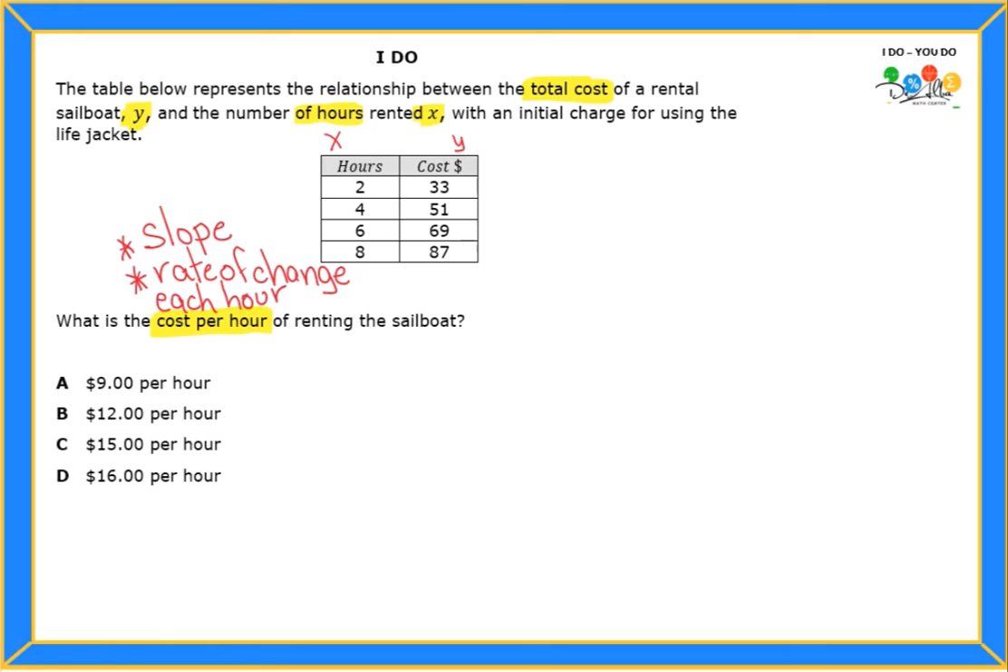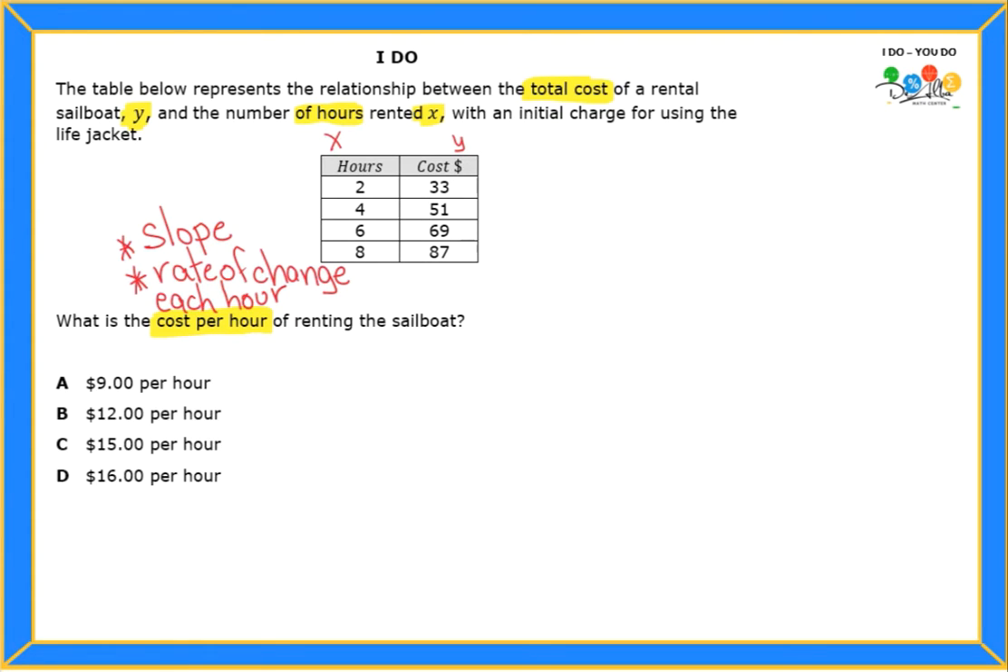So right now, this is what it means on the table. If you rent the sailboat for 2 hours, your total cost will be $33. If you rent it for 4 hours, the total cost is $51. So this is giving you the total cost, but I don't want to know the total cost. I want to know how much am I actually paying per hour? How much am I actually paying for each hour that I rented?